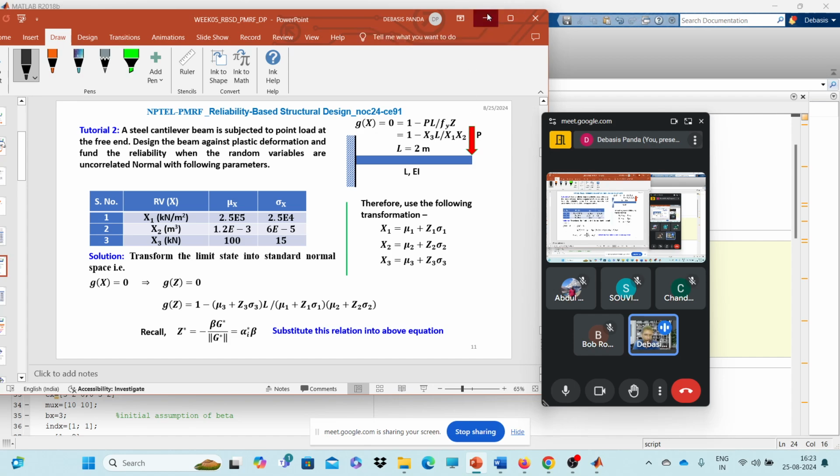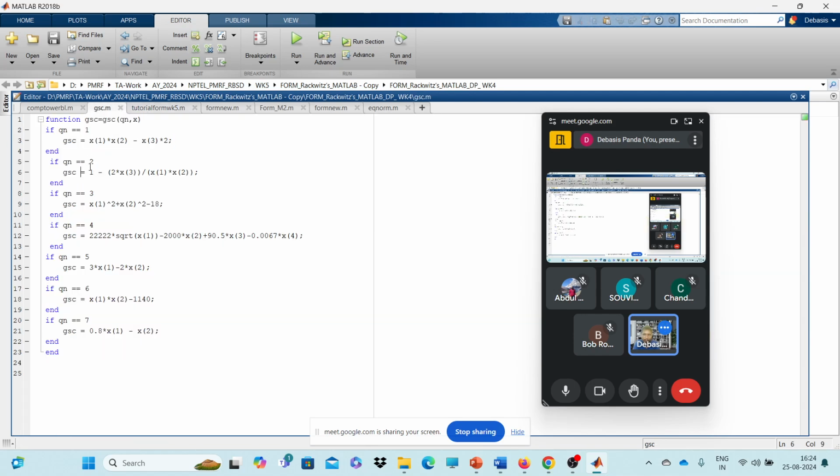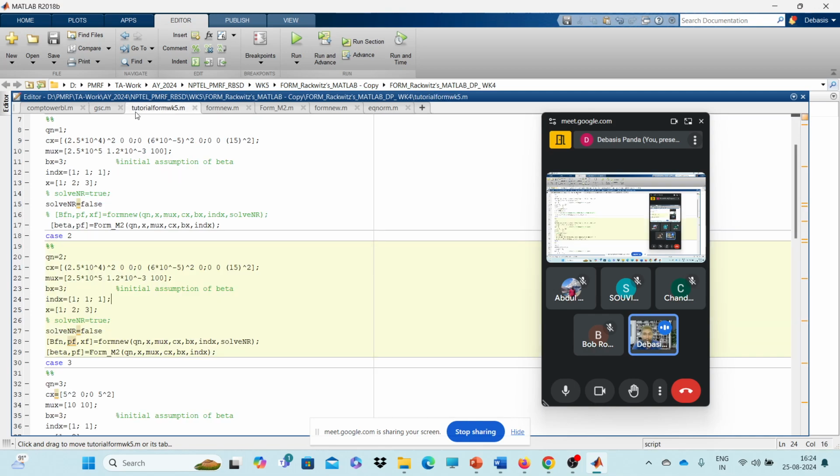So I need to write it down. Let's make it question number 2. The rest of the inputs are the same, but my limit state will change. So here make a new limit state, question number 2: 1 minus 2 into x3 divided by x1 into x2. Clear? I have written the limit state in actual space. First my limit state was x1 x2 minus x3 into L. Now I have written the limit state in this format. Now let's see whether I am getting the same results or not.